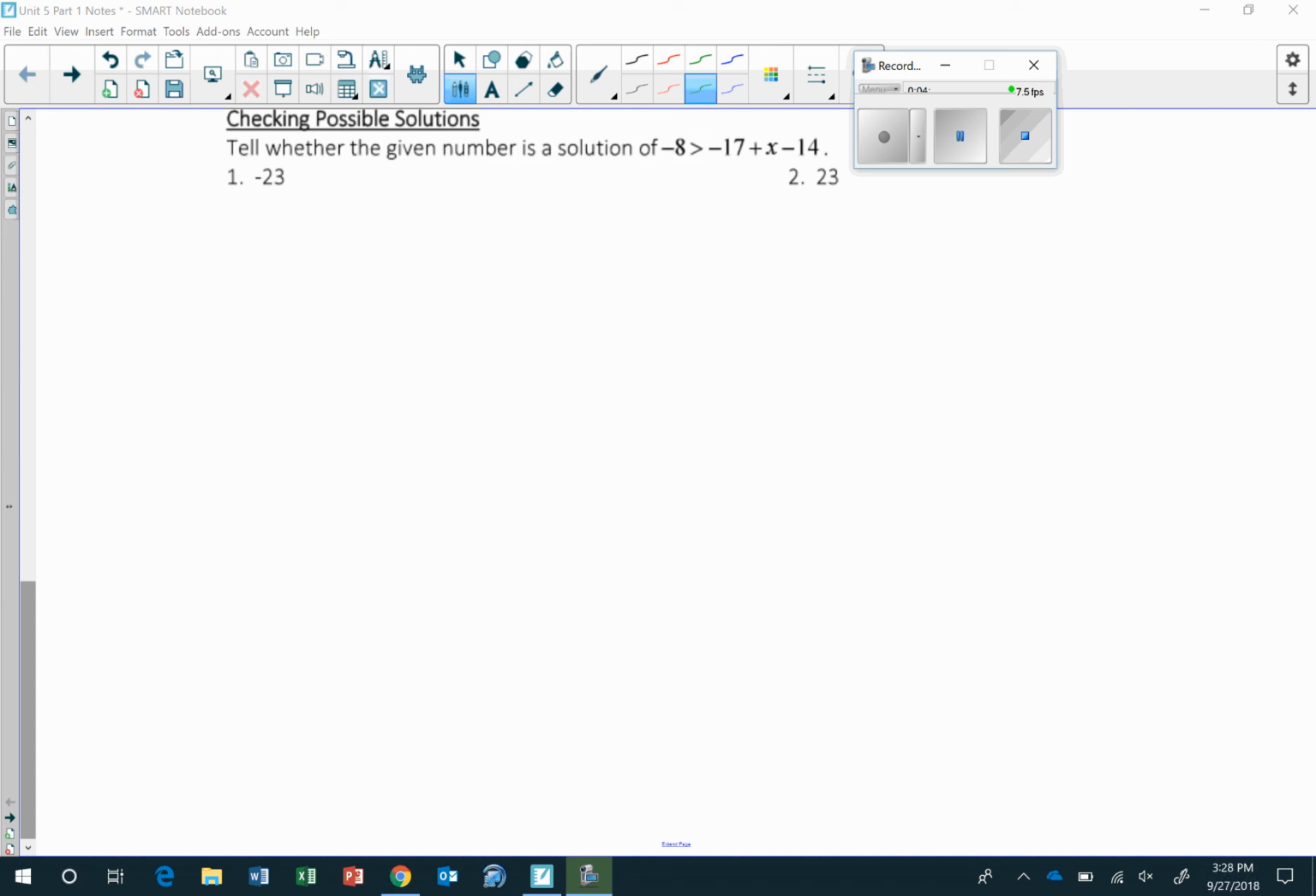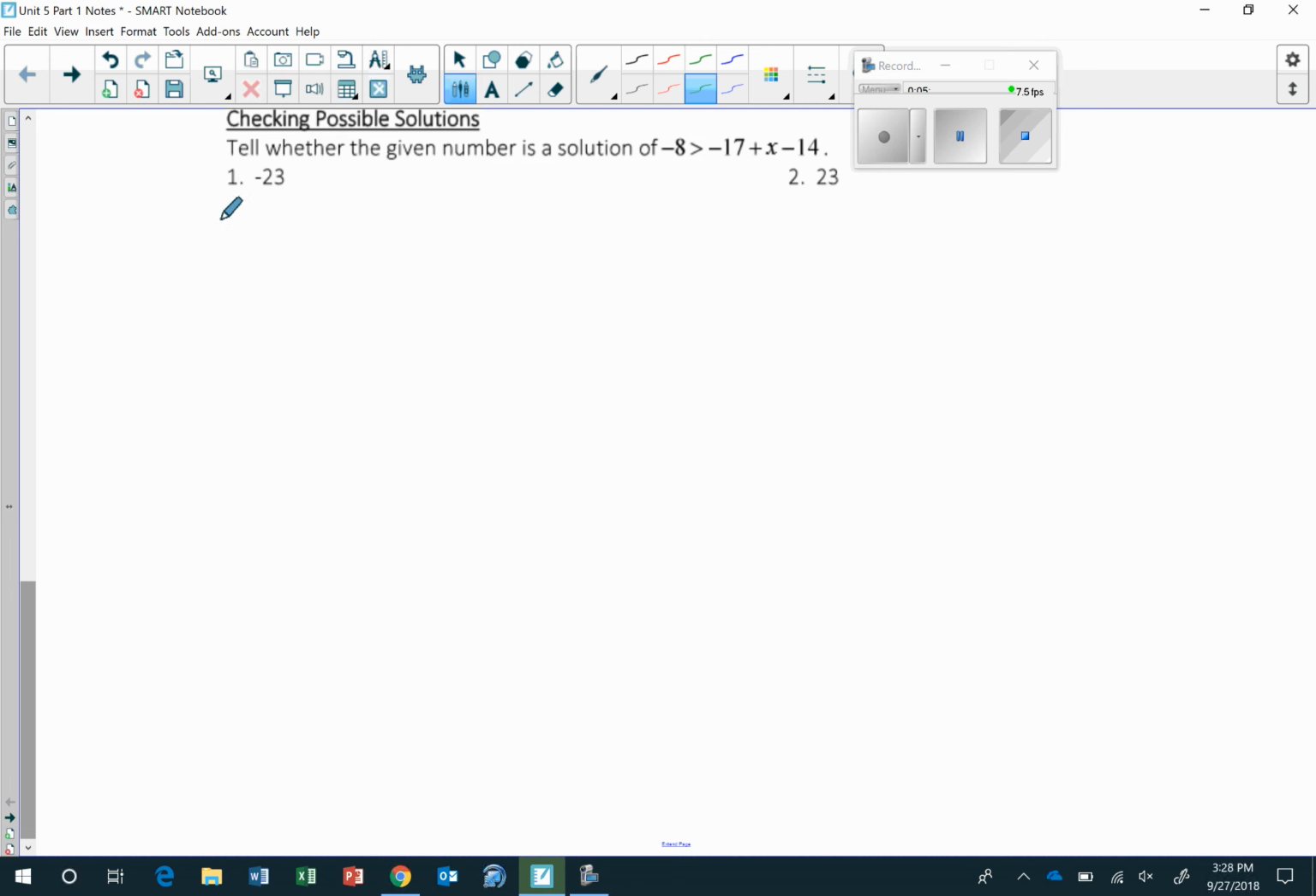Moving on to the next section, it says checking possible solutions. The directions say tell whether the given number is a solution of negative 8 is greater than negative 17 plus x minus 14. So we've been checking solutions every time we solved equations. We're going to do the same thing, just a little bit different because we have an inequality now.